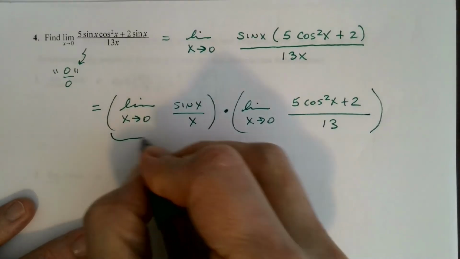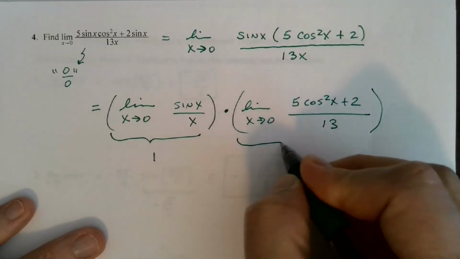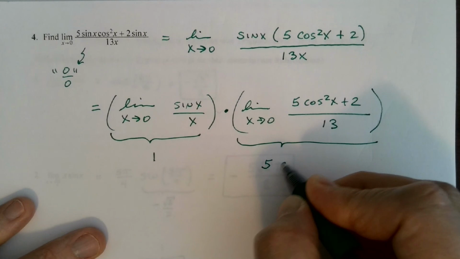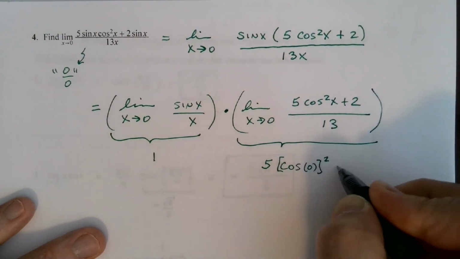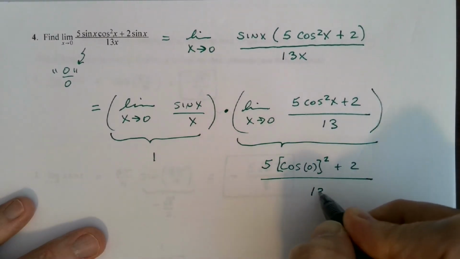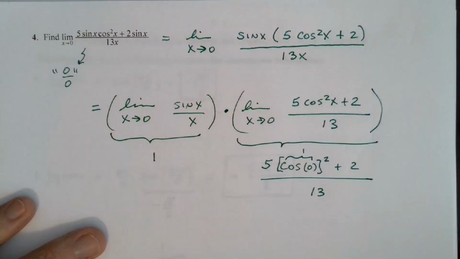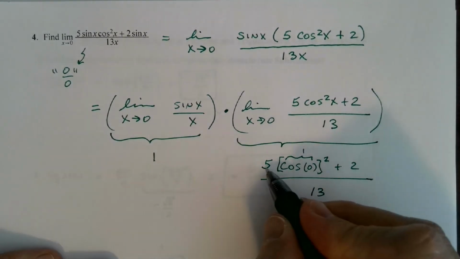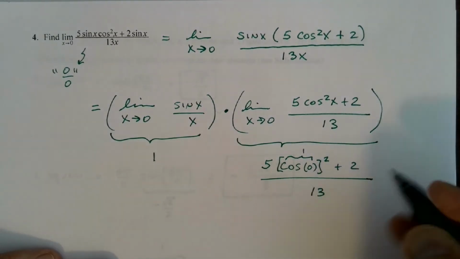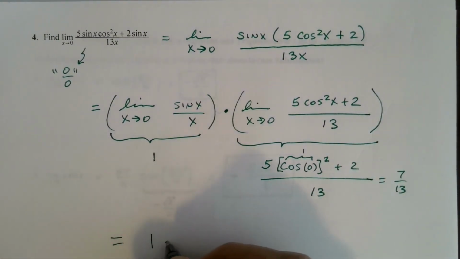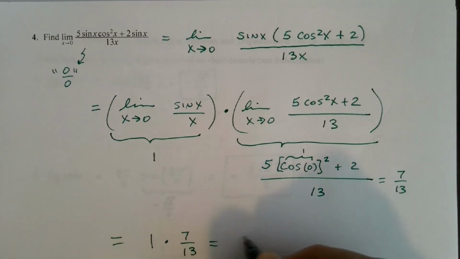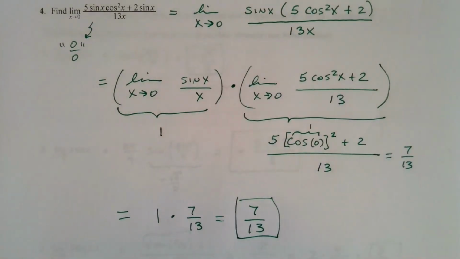Now this limit we know is 1, and this one is continuous, right? If I plug in 0 for cosine, cosine squared x again is cosine of 0 squared, and cosine of 0, right, is 1. So 5 times 1 plus 2 is 7. So this is 7/13. And so my limit is 1 times 7/13, which of course is just 7/13. That is my limit for this situation, or for this function.